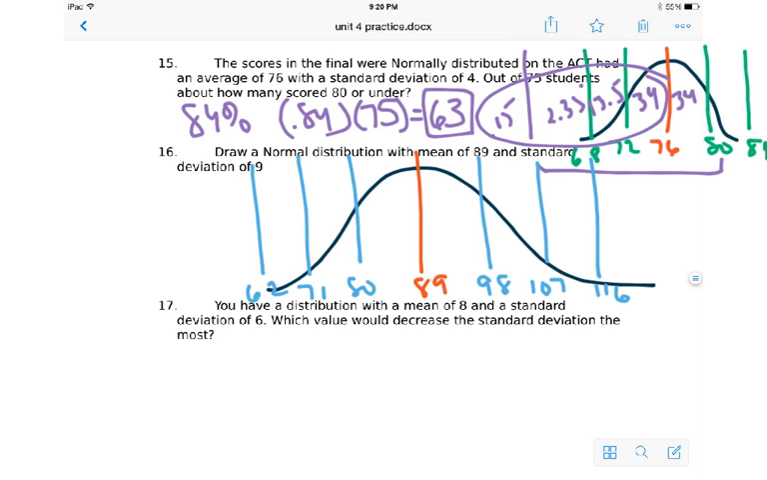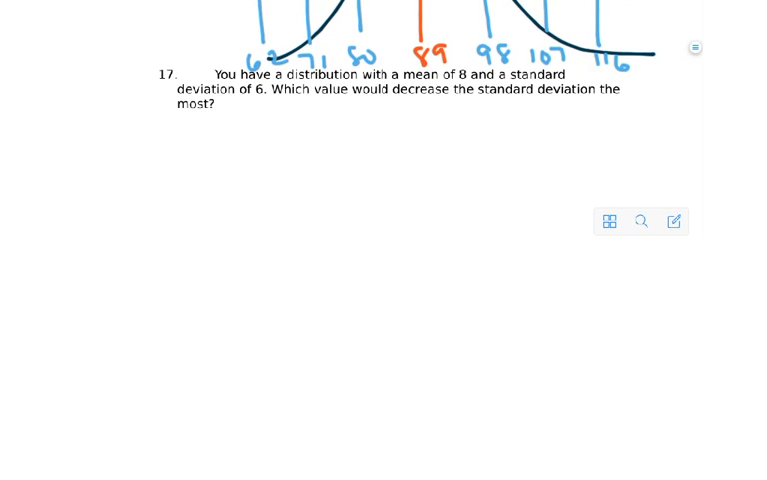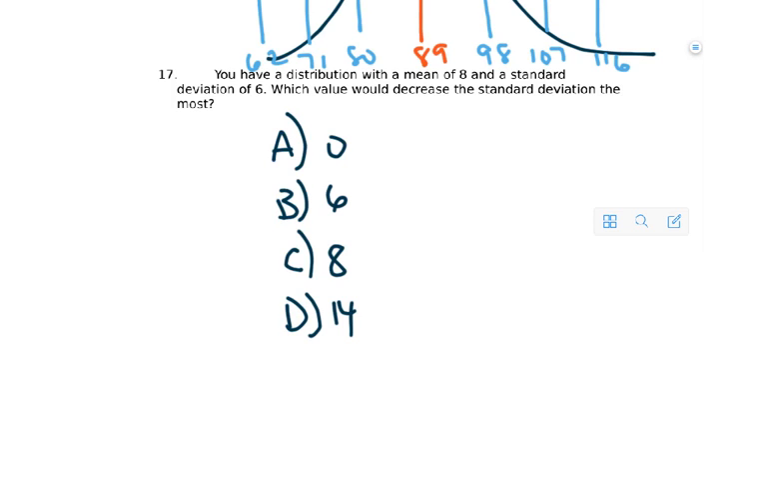Number 17. You have a distribution with a mean of 8 and a standard deviation of 6. What value would decrease the standard deviation the most? Now, I was told this really needs to be a multiple choice question, so I'm going to give you some options. And we want to know which of these values would decrease the standard deviation the most.